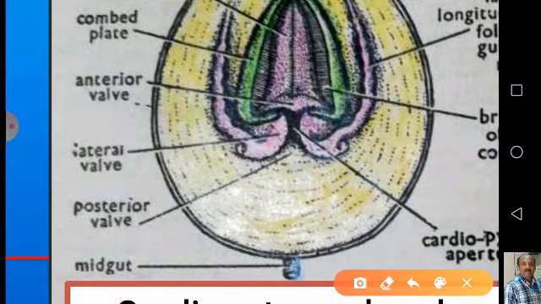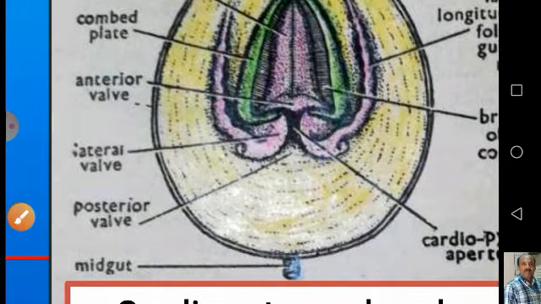See, this is the X-shaped structure like this. It is narrow and becomes sieve-like, that is filter-like, because of the presence of numerous setae. Just now I discussed the folds. The cardiopyloric aperture directly leads into the pyloric stomach, as I said earlier.